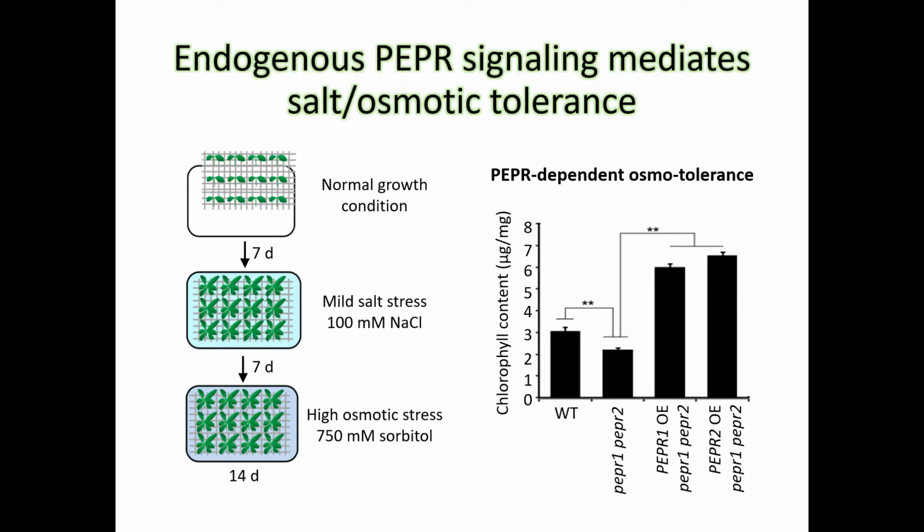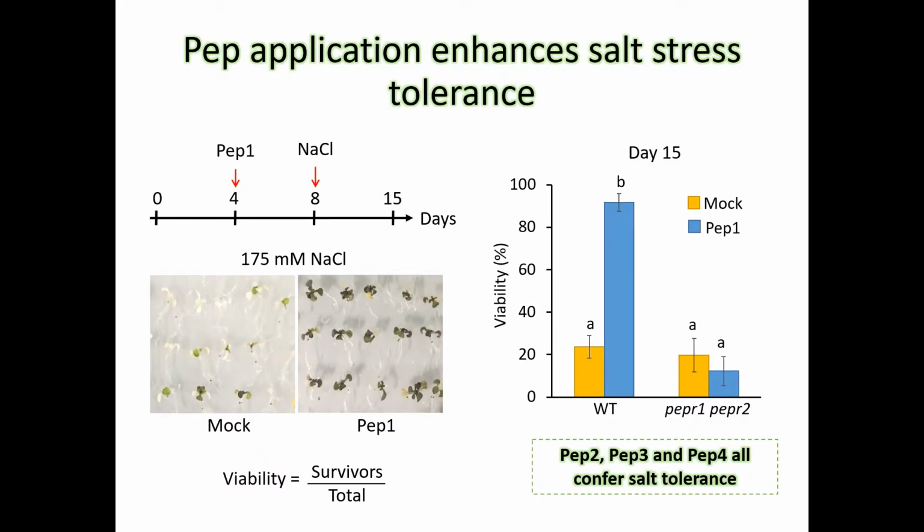So consistently, in an assay that I've developed, we see that PEP1 application enhances salt stress tolerance. So in this assay, 4-day-old plants were treated with PEP1 before they were transferred to medium containing high salt. So as you can see over here, plants that were treated with PEP peptides have a higher number of survivors under salt stress compared to plants that were mock treated.